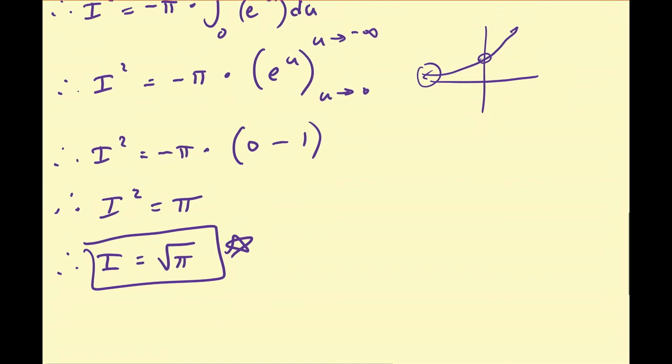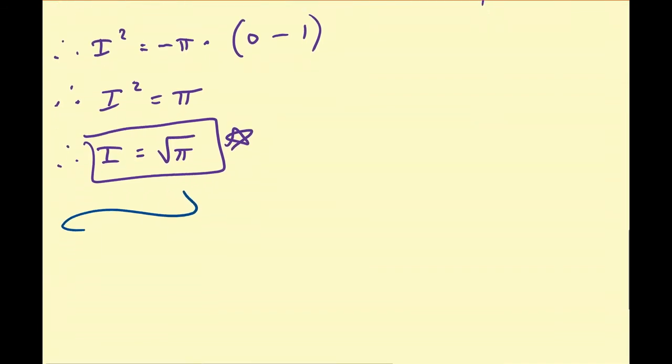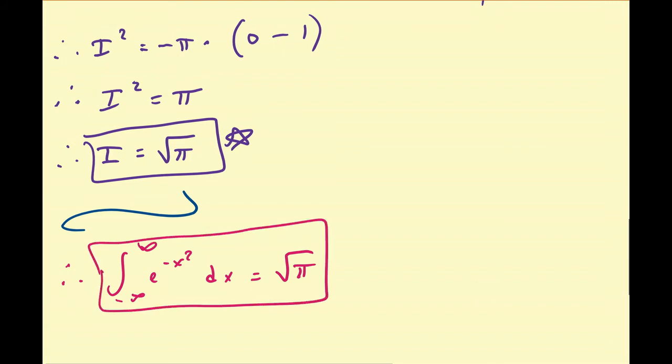Alright, but what is I? Well, I was the integral that we were originally interested in. So let us summarize what we have here. The integral from minus infinity to infinity of e to the minus x squared dx is equal to the square root of pi. So this is the first result that we get from this.